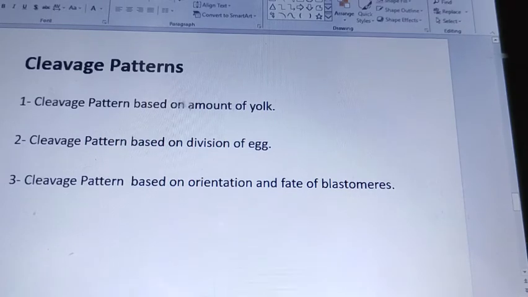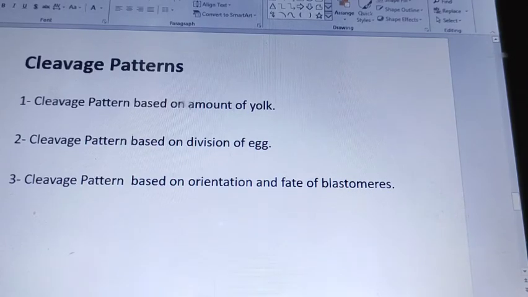Third category, we have cleavage pattern based on orientation and fate of blastomeres. These cleavage patterns are produced due to differences in the orientation of the mitotic spindle during mitosis. It also shows the fate of early blastomeres. The developmental differences show the differences in the evolutionary history of the animal groups. In this case, we have some examples.